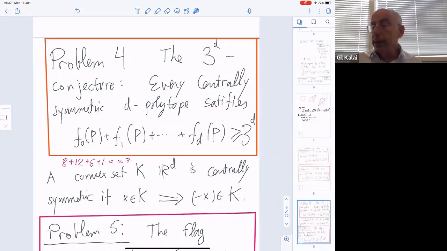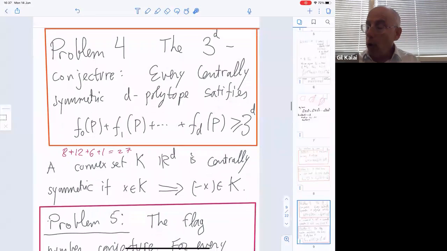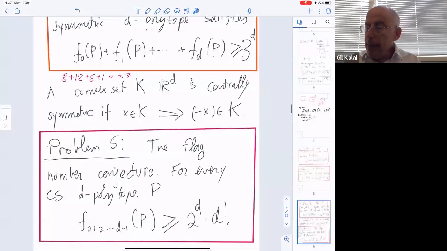So we have 8 vertices, 12 edges, 6 two-dimensional faces, and the cube itself, one 3-dimensional face, the polytope, and this gives us 27. And I would say this is a very nice problem. There is a closely related problem that I will mention.